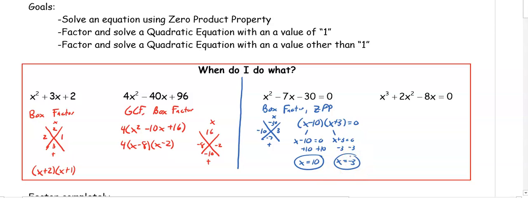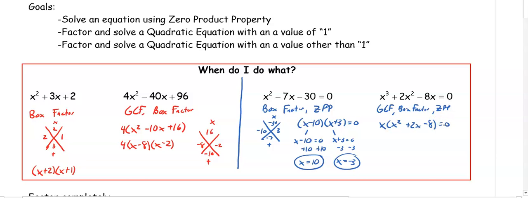In our last problem then, we have 3 steps that we need to do. So we need to GCF, we need to box factor, and we need to ZPP. So remember that you need to have it as an x squared, and it's an x cubed right now. So our GCF is x. We're going to put an x out front, and we're left with x squared plus 2x minus 8 equals 0.